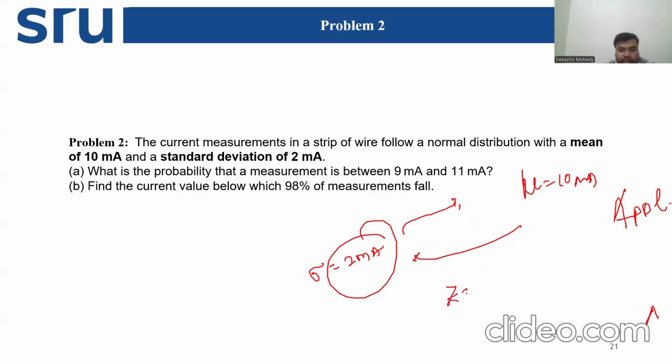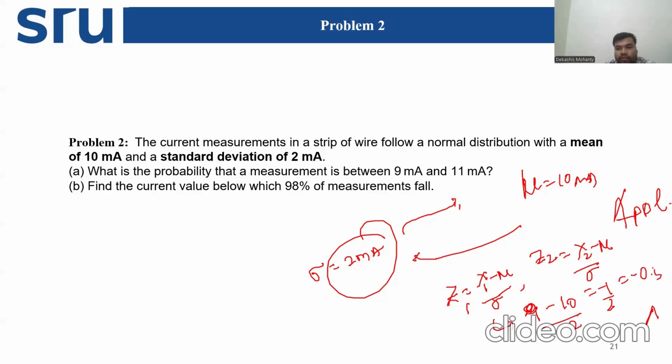You will use the same formula. Z1 equals x1 minus mu divided by sigma. Z2 equals x2 minus mu divided by sigma. For Z1, x1 is 9, minus mu value 10, divided by sigma value 2. That is minus 1 by 2, which is minus 0.5. For Z2 we get 11 minus 10 divided by 2, a positive number, 1 by 2, which is 0.5.